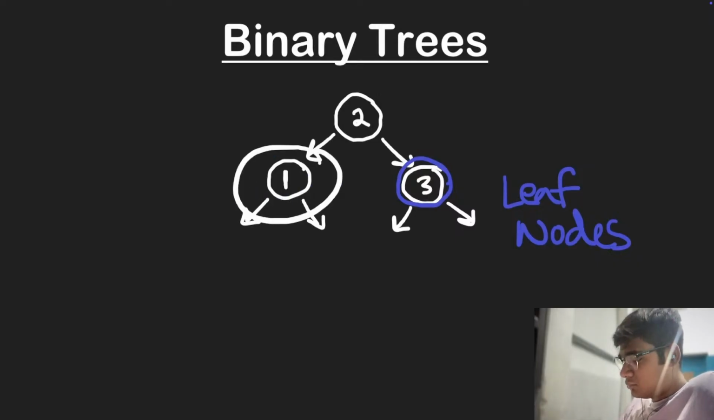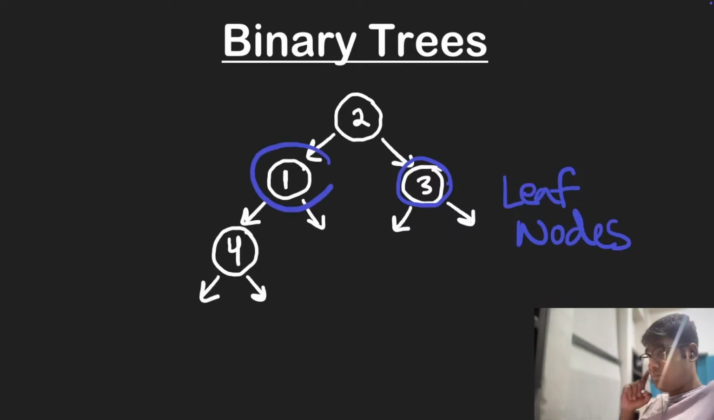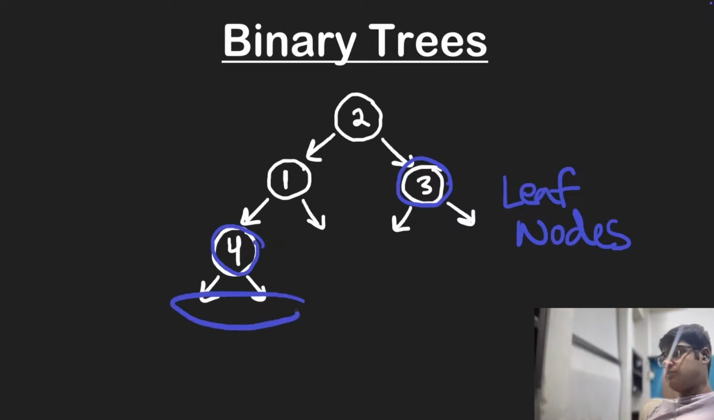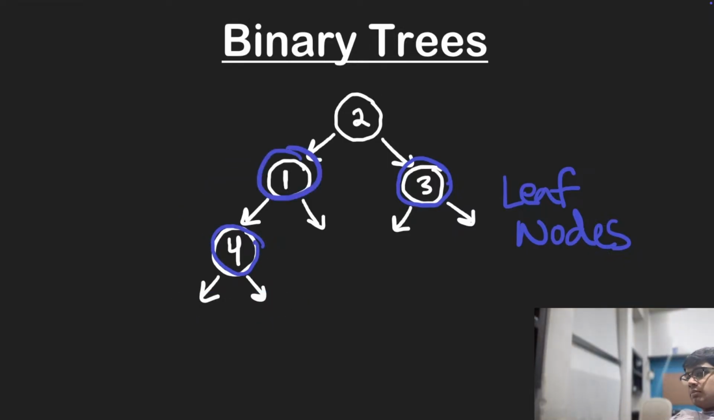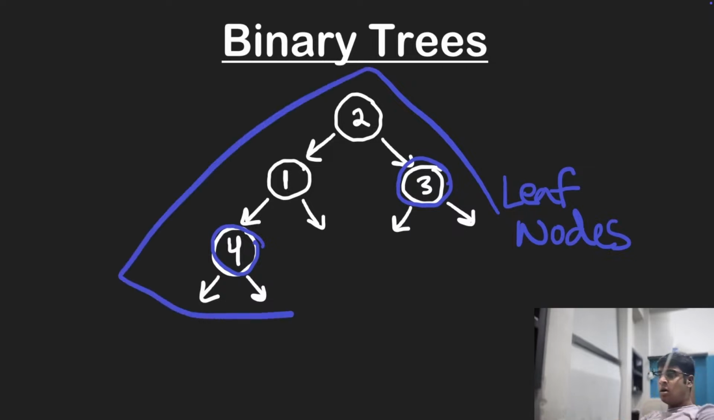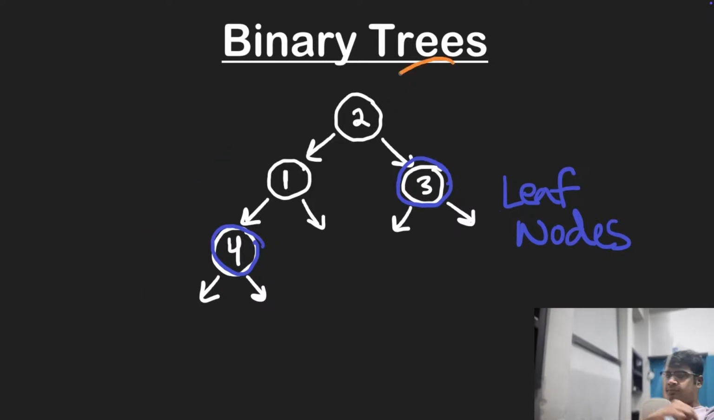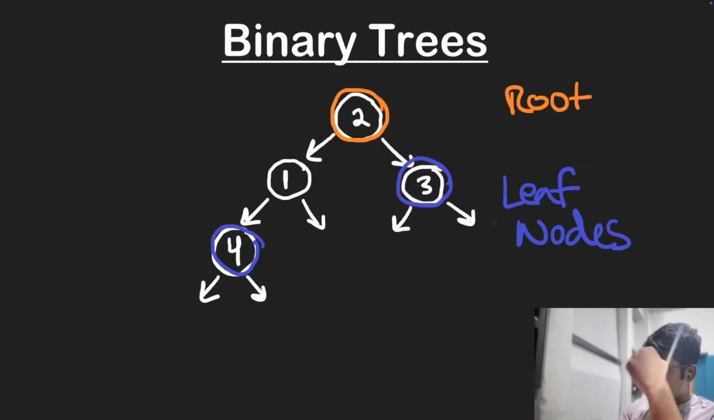But what if for this node we actually did have a child over here? Let's say it's 4. Then this node would no longer be a leaf node. This node would be a leaf node. It doesn't have any children, but its parent node over here does have a left child, so it's not a leaf node. With binary trees, we're always guaranteed to have leaf nodes. If we start at the top of the binary tree, which by the way is called the root of the binary tree, the top node is always called the root node, whereas the bottom nodes are called leaf nodes.